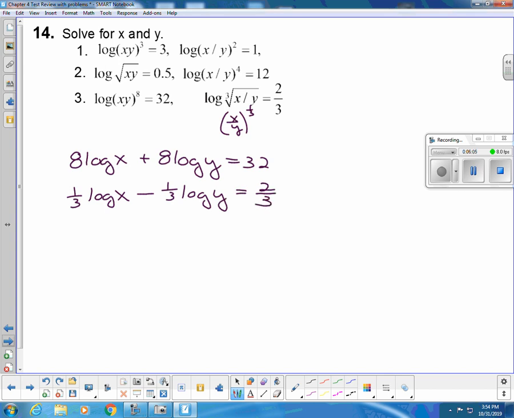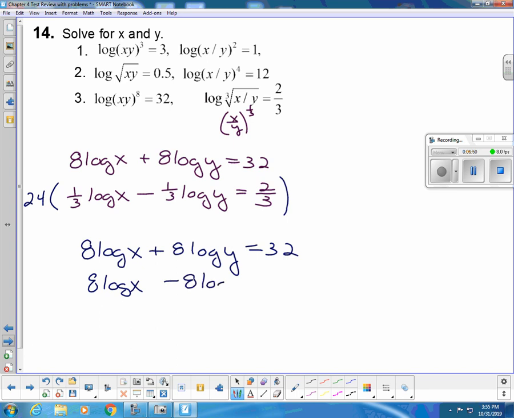So we are just solving systems, so kind of ignore the log. Remember when you solve systems in algebra? We're going to eliminate. What's the first number that 8 and 1/3 go into? Well, the first one I think of is 8. So what would you have to multiply this 1/3 by to get 8? Well, it would be 24. So we're going to rewrite the system. The top equation stays the same because we didn't have to change it. The bottom equation is going to be 8 log of x minus 8 log of y equals 16.